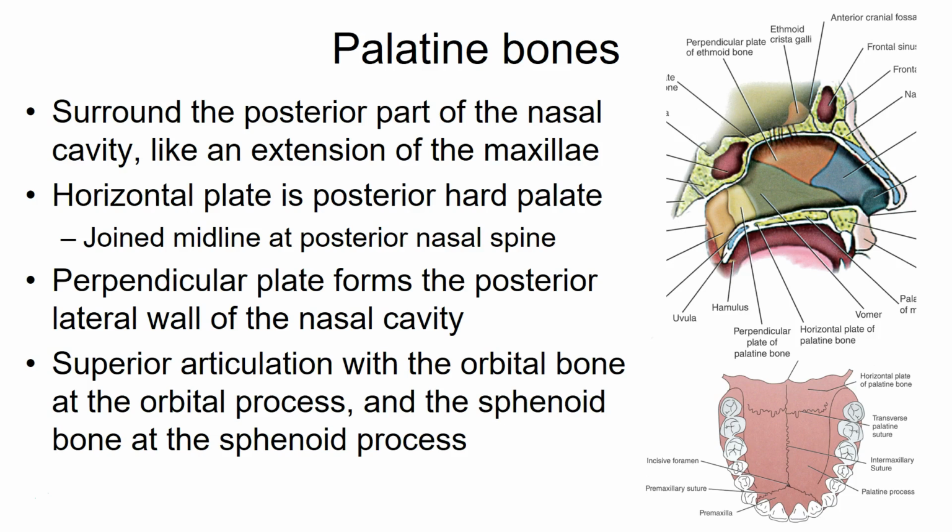Superiorly, the palatine bones come together with the orbital bone at the orbital process and the sphenoid bone at the sphenoid process, making up the upper surface of the nasal cavity, and a bony plate that's in the middle of your head at the base of your skull.